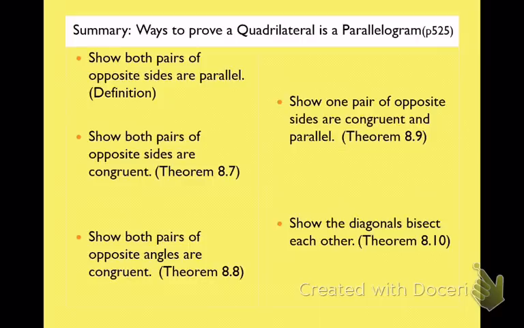Okay, now to summarize, right? How do we prove that a quadrilateral is a parallelogram? Well, we can show both pairs of opposite sides are parallel. That's from the definition. We can show both pairs of opposite sides are congruent. We can show both pairs of opposite angles are congruent. And that would make our quadrilateral a parallelogram. Or we can show one pair of opposite sides are congruent and parallel, and that would work. Or we can show the diagonals bisect each other.